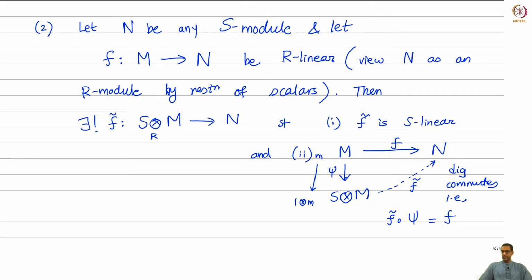So the claim is that you can always find a unique F tilde which is now S linear and which makes this diagram commute. One way of phrasing this is to say that this extension of scalars construction is a way of converting R linear maps to S linear maps. Good, so let's see why this is true. How would you construct this map? Let's just use the universal property.